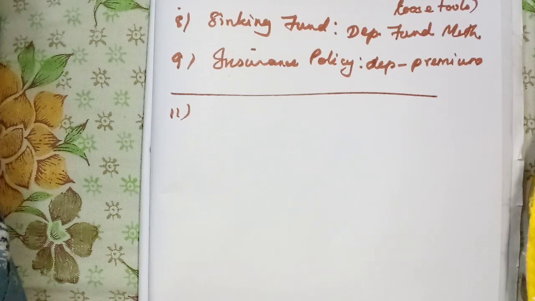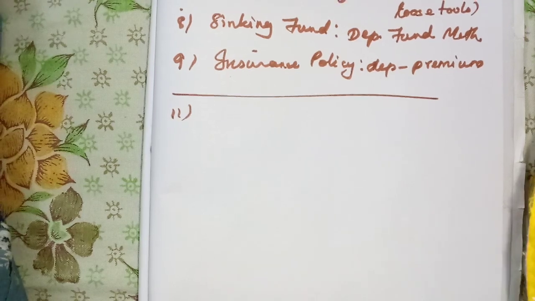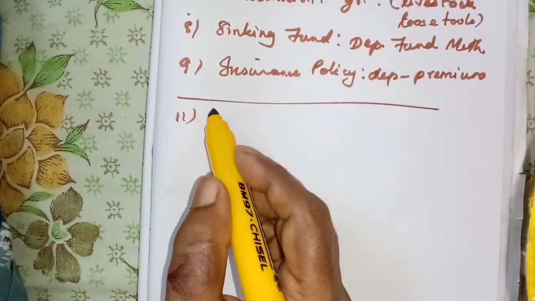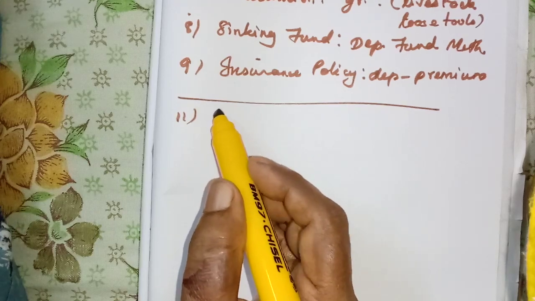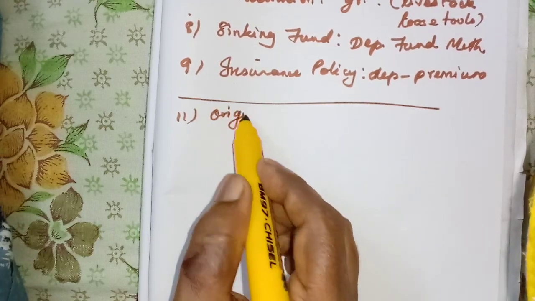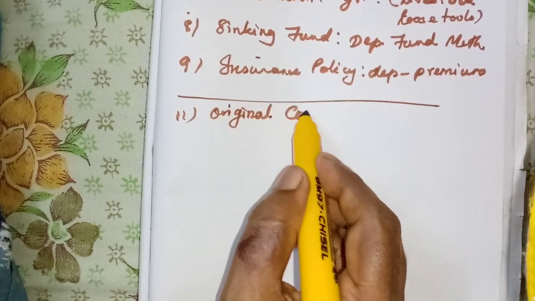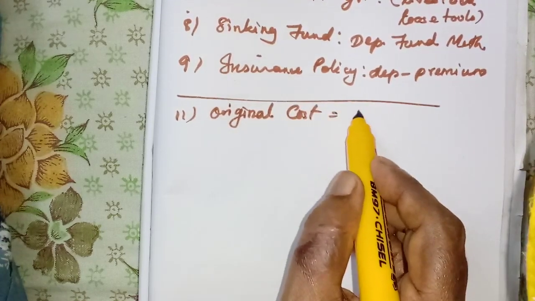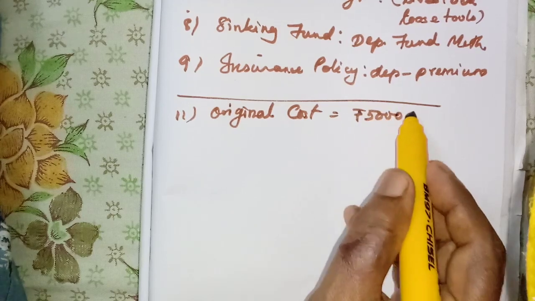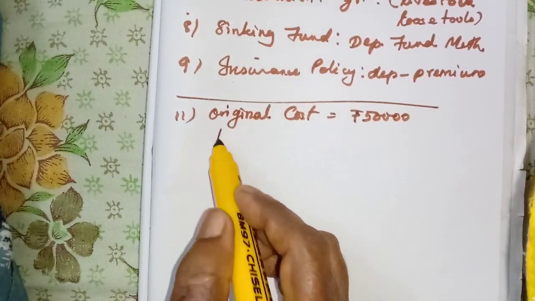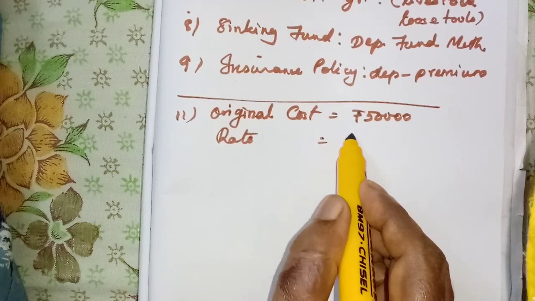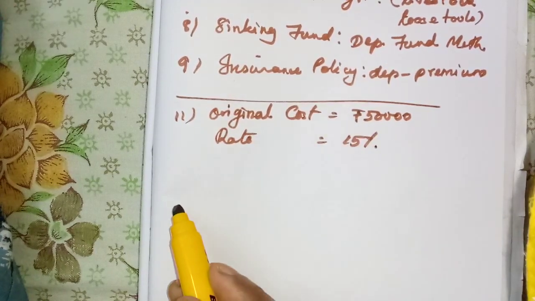An asset is purchased for rupees 50,000. Rate of depreciation is 15% per annum. Calculate the annual depreciation for the first 2 years under the diminishing balance method. Original cost rupees 50,000. Then rate of depreciation 15% per annum, isn't it?